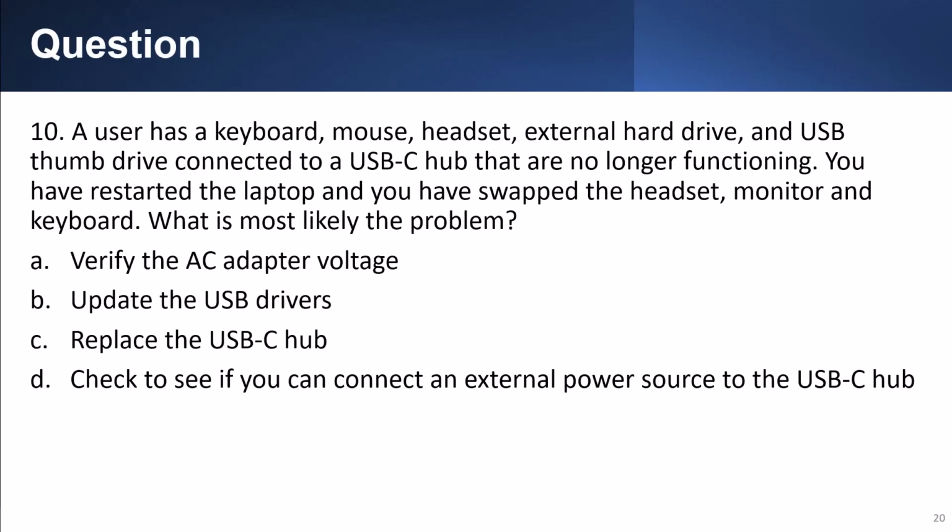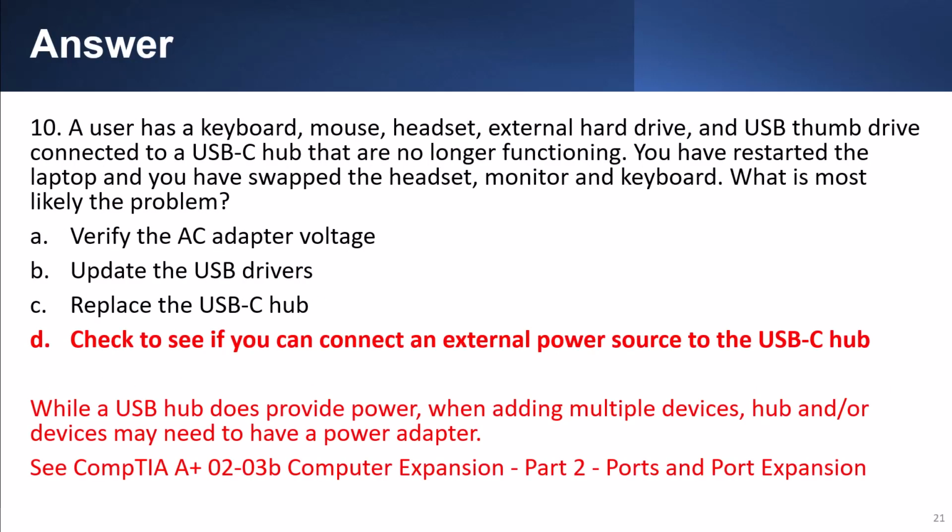Question 10. A user has a keyboard, mouse, headset, external hard drive, and USB thumb drive connected to a USB-C hub that are no longer functioning. You have restarted the laptop and you have swapped the headset, monitor, and keyboard. What is most likely the problem? Answer: check to see if you can connect an external power source to the USB-C hub. While the USB hub does provide power, when adding multiple devices, the hub and/or devices may need to have a power adapter.